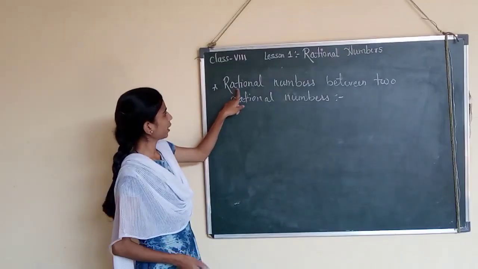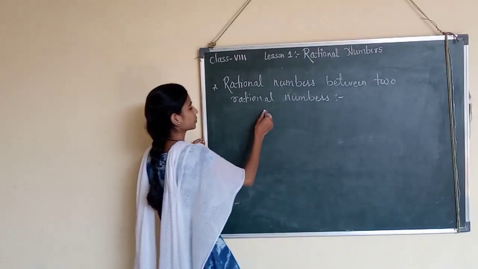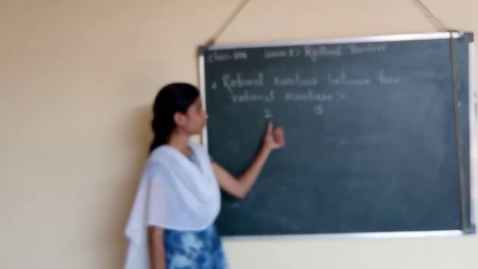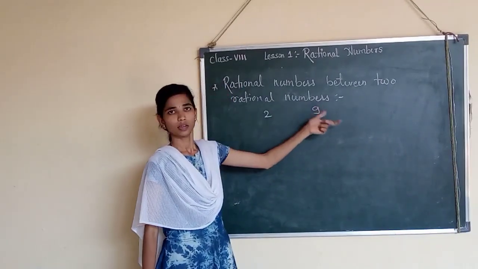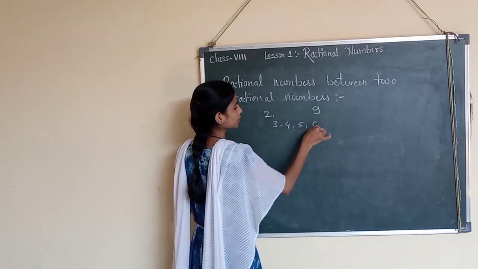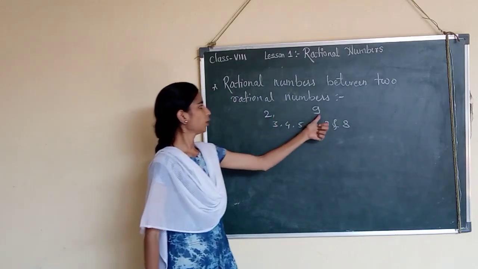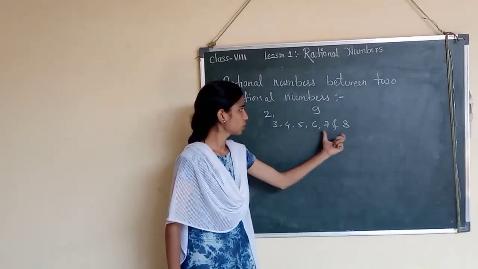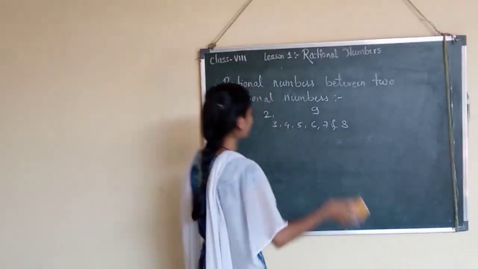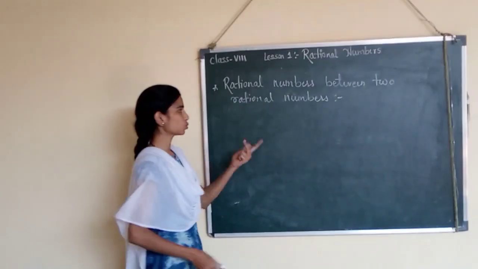Okay, now we'll see the last point: how to find rational numbers between two rational numbers. Now see, 2 is a rational number and 9 is a rational number. In between 2 and 9 there are rational numbers, as we can say 3, 4, 5, 6, 7 and 8. So in between 2 and 9 there are 6 numbers when they are natural, whole or integers. If they are rational numbers, then how can we find the rational numbers between those two rational numbers?